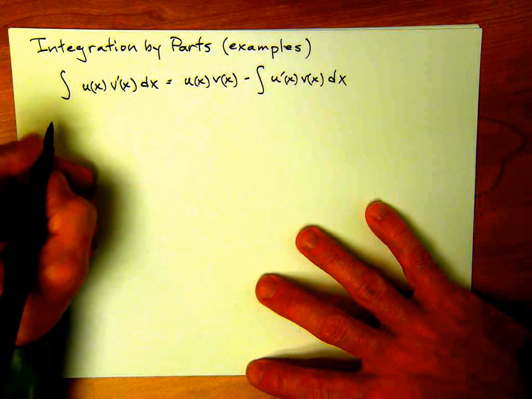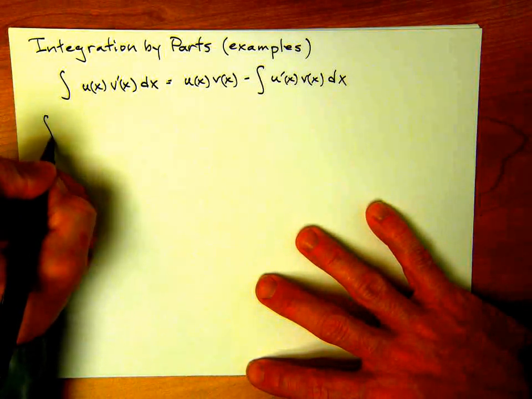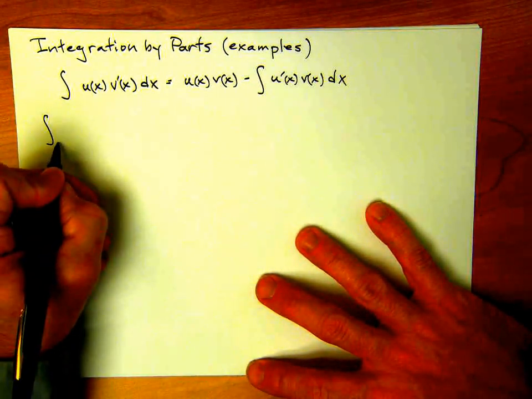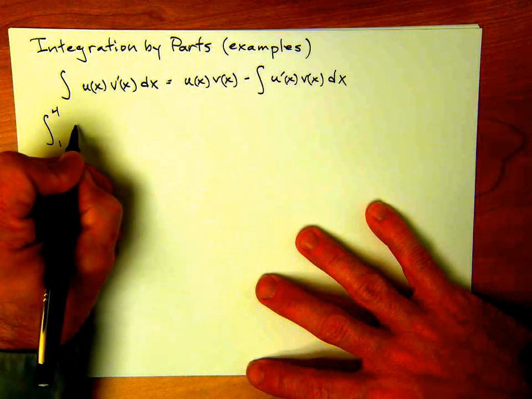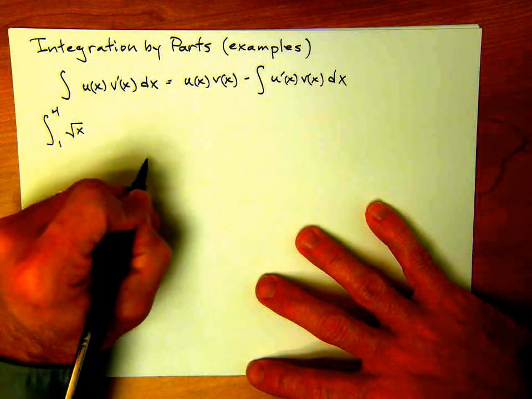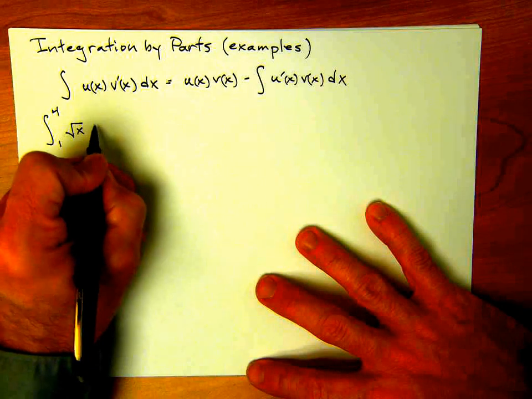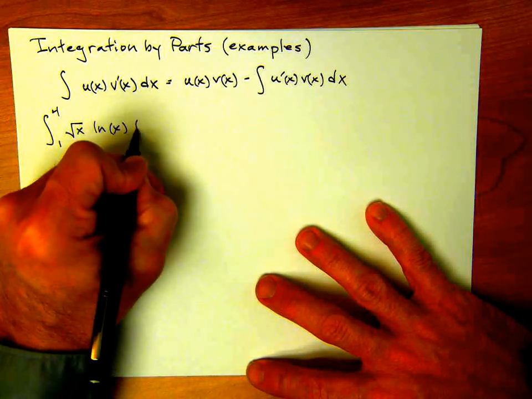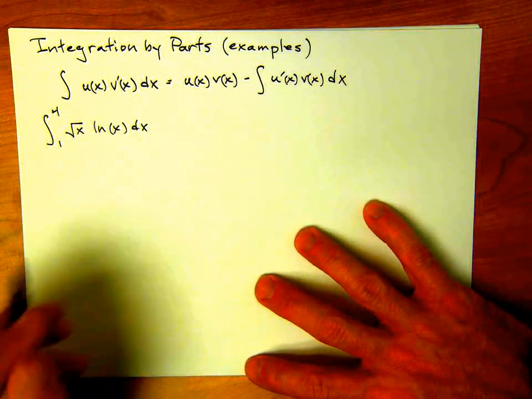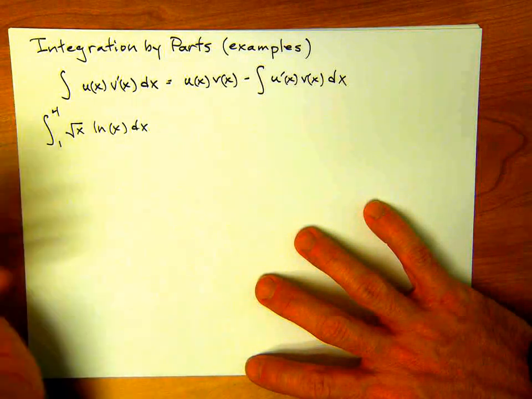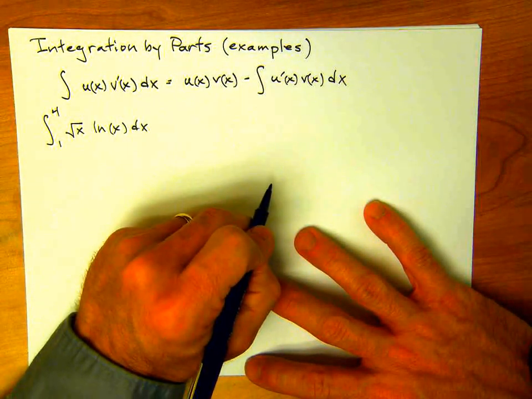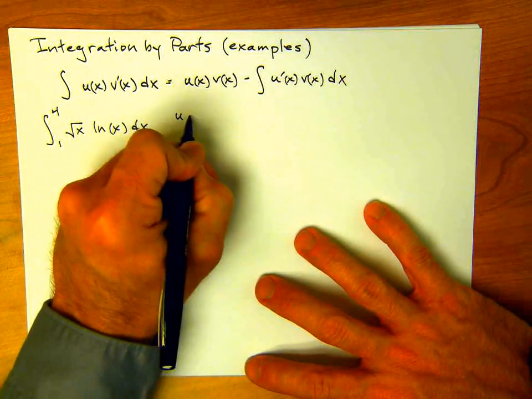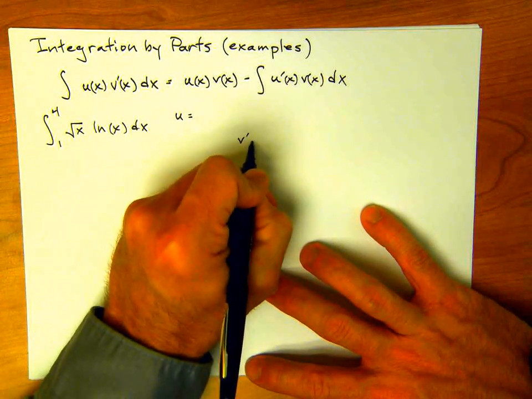Here I'm going to take a definite integral, so the integral from 1 to 4, or the area under the curve, of the square root of x times the natural log of x. Okay, so again, the first thing we need to do is identify what u is and what v prime is.